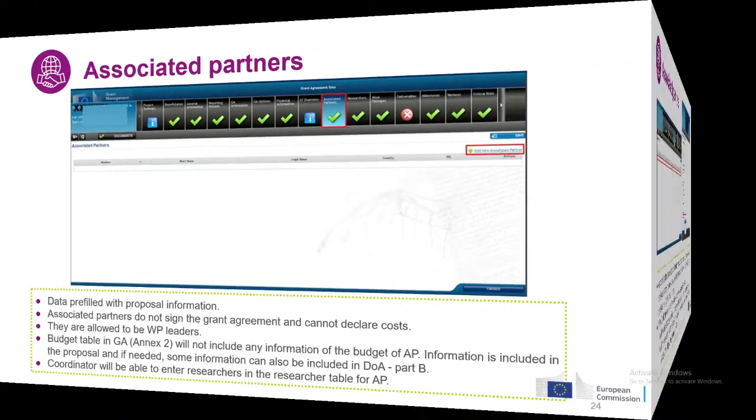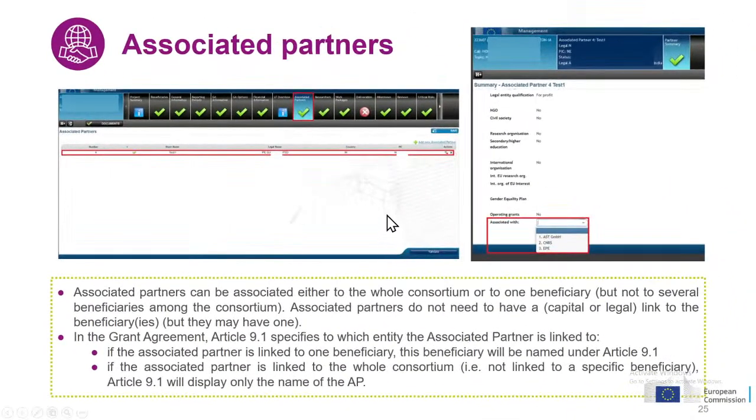If you click on an associated partner, you are going to see information about the associated partner that we get from the participant register. Again, their address, whatever information they have filled in, we are going to display here. One thing to take into consideration is that the associated partners need to be registered, so that means they have a PIC, but they do not need to be validated, contrary to beneficiaries and affiliated entities that will need to be validated by the Central Validation Service. The associated partners just need to be registered, no need to validate them.